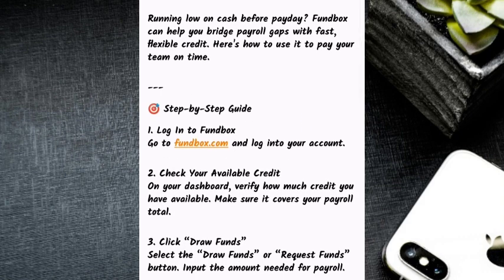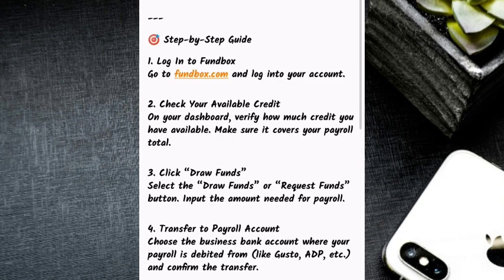First step is to log into Fundbox. So go to fundbox.com and log into your account using your credentials. Once you're in, check your available credit. On your dashboard, you can verify how much credit you have available. Make sure that it covers your payroll total.